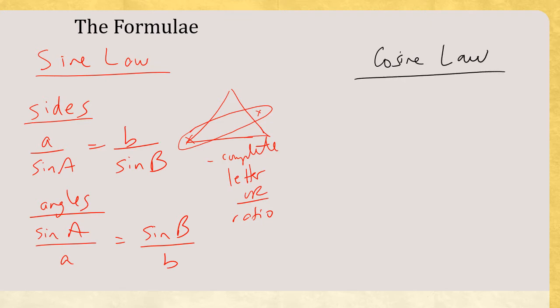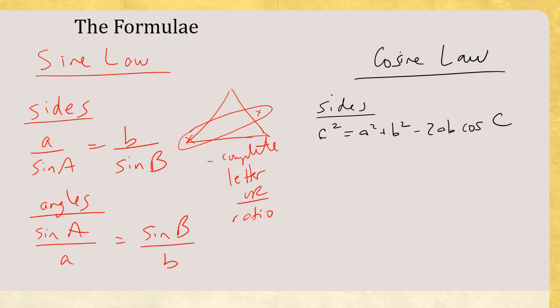Cosine law. Same thing, it's really only one law, but I like to split the formula up into two just for ease. And normally you'd have to memorize these. However, you have the benefit of having these formulas in front of you, so it's not too bad. So c squared, for side, c squared equals a squared plus b squared minus 2ab cos C.